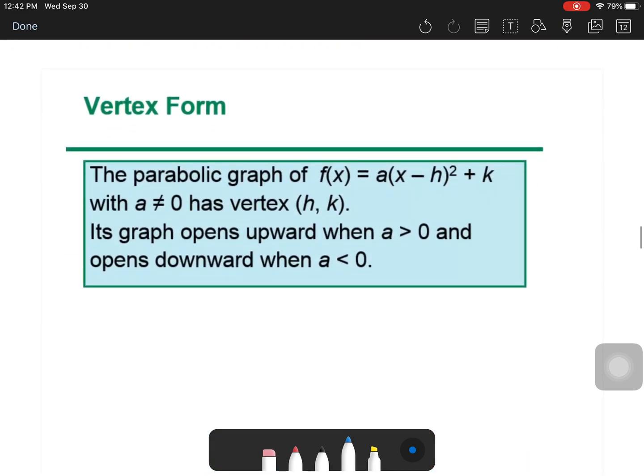Okay, vertex form. Now this is probably the most convenient form to put a parabola in for graphing, because when we look at it in this form, we can see h and k, which represent the vertex, and the a value is right there, which is going to tell us how wide or skinny that's going to be and if it opens up or down. Okay.